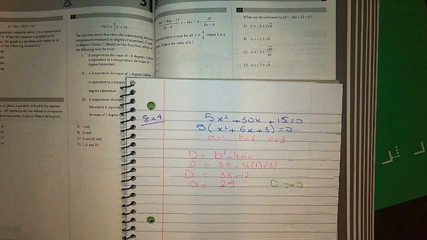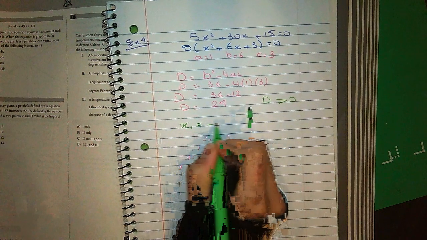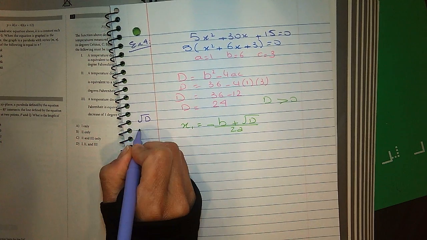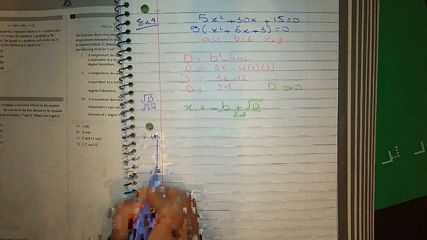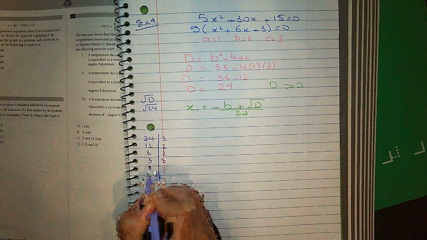Now we know that d is greater than 0. That means we're going to have two solutions. So I'm going to do x1 is negative b plus square root of d over 2a. Let's go ahead and do square root of d in the margin here, which is square root of 24. So 24, the least number I can divide it with is 2. 12, 2, 6, 2, 3, 3, 1.